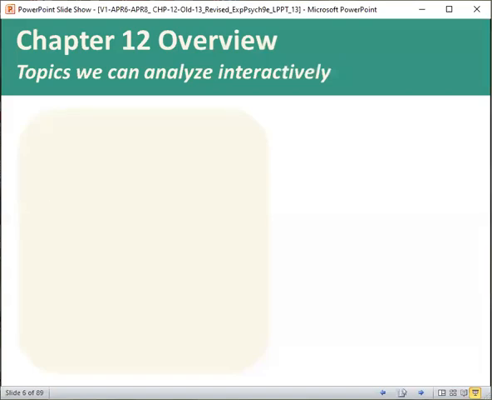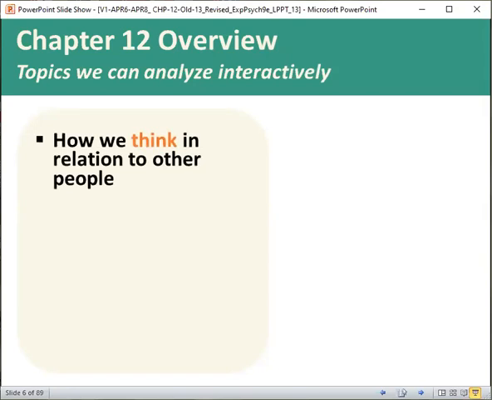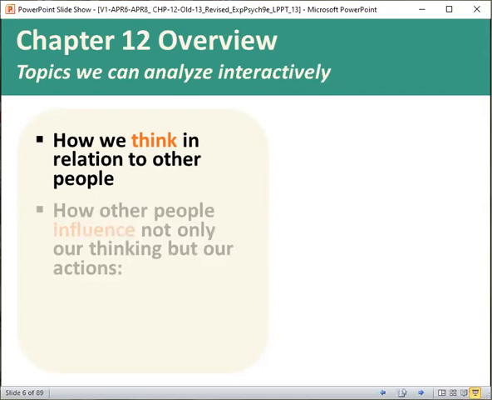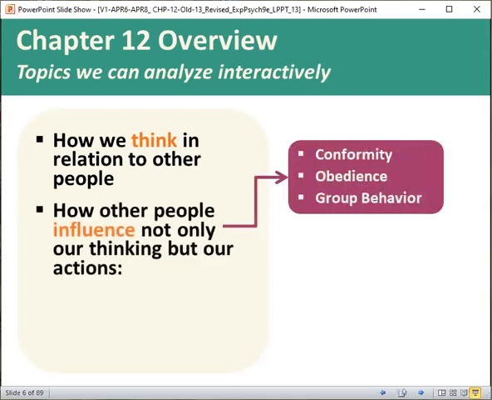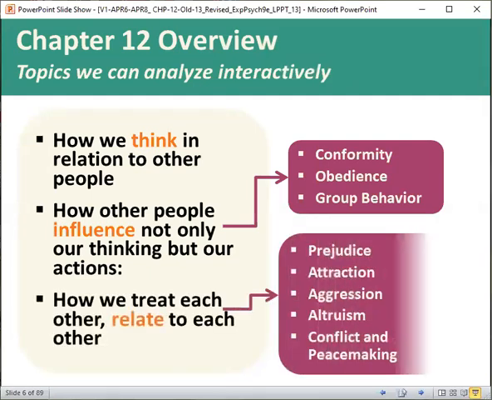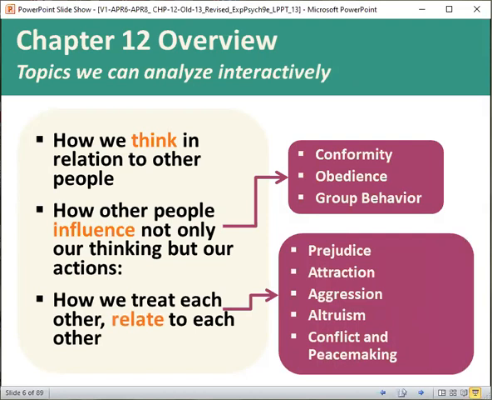So looking at the overview of what we'll be covering, we'll look at how we think in relation to other people, and how other people influence not only our thinking, but our actions. We'll look at conformity, obedience, and group behavior. Then how we treat or relate to each other, looking at such things as prejudice, attraction, aggression, altruism, conflict, and peacemaking. We'll look at a few of these, but not all of them, in a little bit more detail this week.